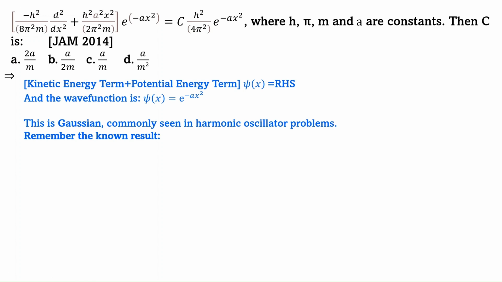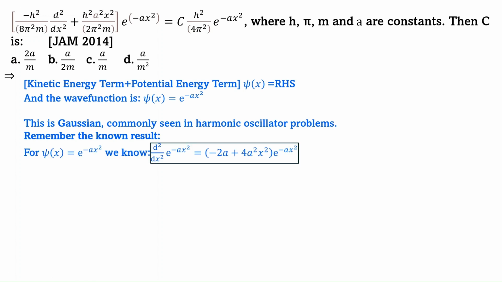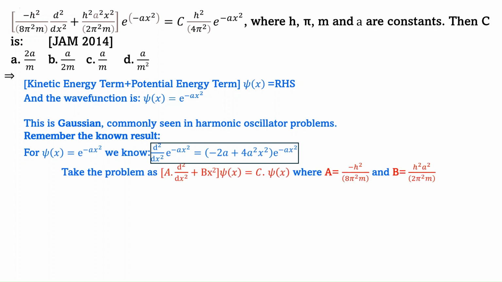So what is the trick? At first we have to remember the known result, that is the double derivative of e to the power minus a x square is minus 2a plus 4a square x square, times e to the power minus a x square. Try to remember this, otherwise you have to double differentiate e to the power minus a x square. Now we are taking our problem into two parts, and we take capital A as minus h square by 8 pi square m, and capital B equal to h square a square by 2 pi square m.